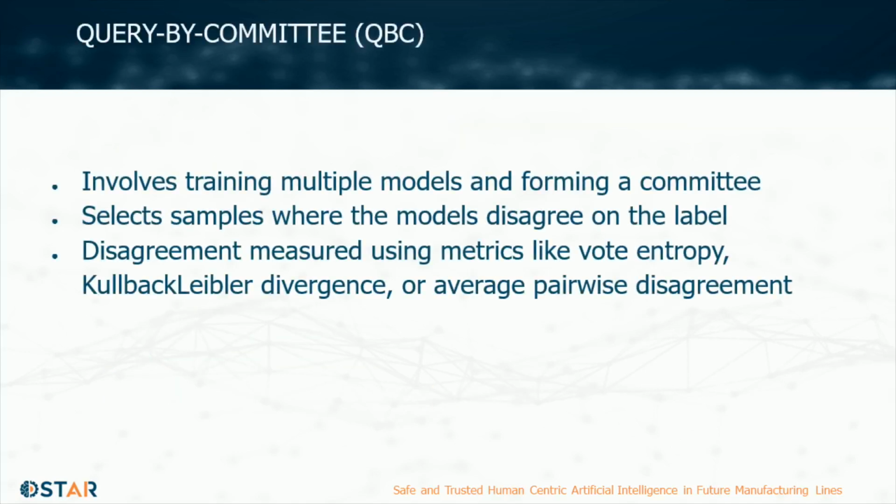1. Query by committee. QBC, query by committee, is a popular uncertainty sampling technique that involves training multiple models, forming a committee, and then selecting the samples on which the models disagree. The idea is that if the models in the committee disagree on the label of a specific sample, it is likely to be an informative and uncertain sample that should be labeled. The disagreement can be measured using various metrics such as vote entropy, Kullback-Leibler divergence, or average pairwise disagreement.